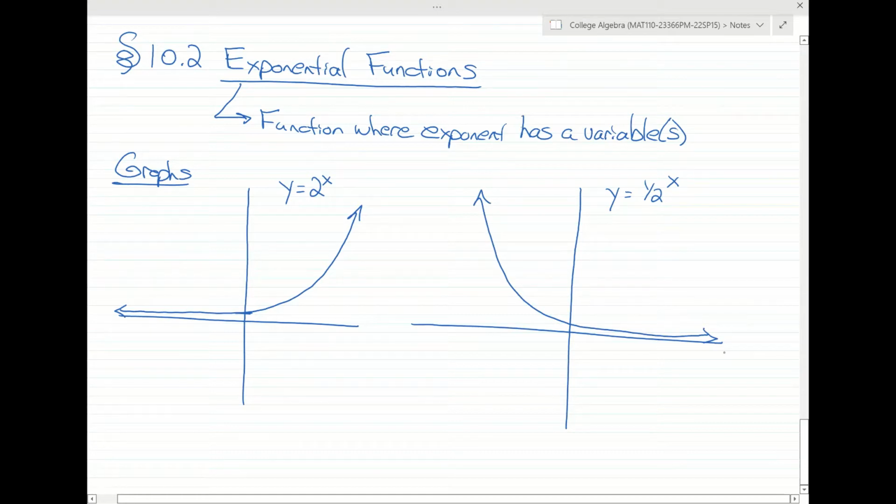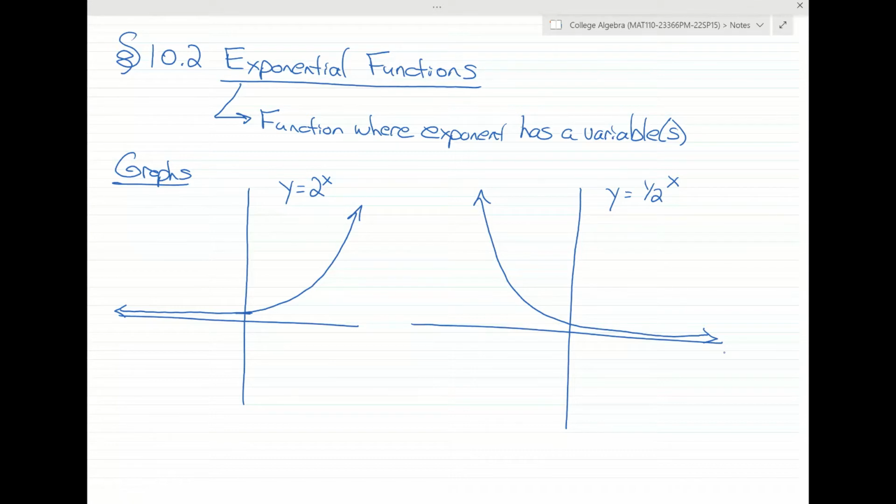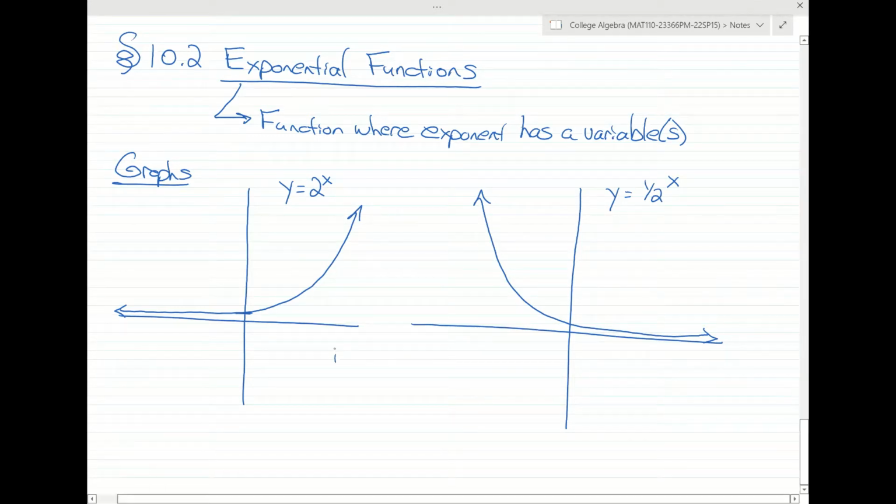Just like quadratic graphs look like parabolas, if you have an x in the exponent, it's going to look something like this. When I talk about it, there are 3 things that I would like you to remember. The shape is a hockey stick. Also, the y-intercept is equal to 1. The way you get the y-intercept is you just put 0 in for x. Anything to the 0 power is 1.